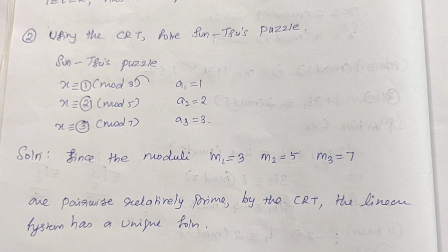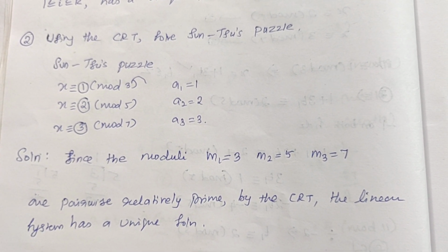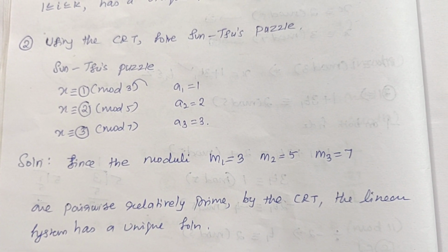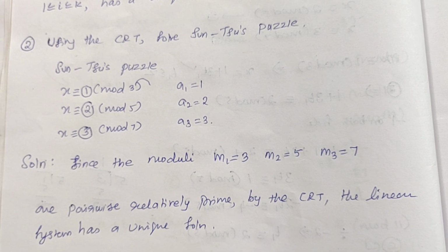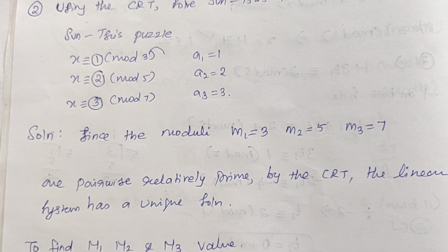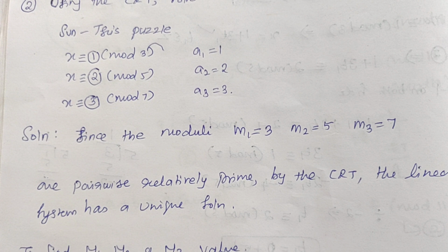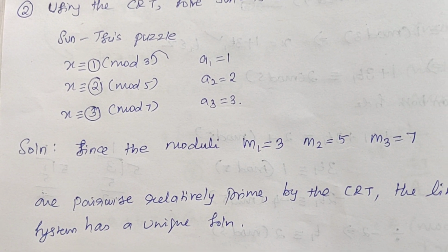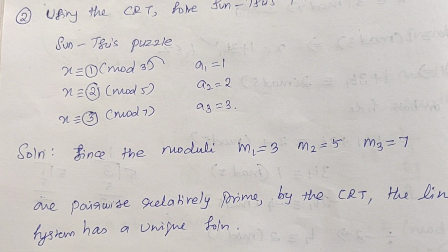Now let us see how to solve the Sun Tzu's puzzle by using the Chinese remainder theorem. We already know that the Sun Tzu's puzzle system of linear congruences is x congruent to 1 mod 3, the second equation is x congruent to 2 mod 5, and the third equation is x congruent to 3 mod 7.